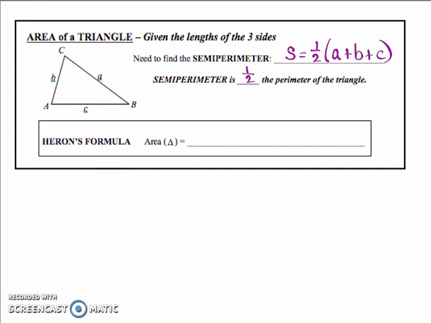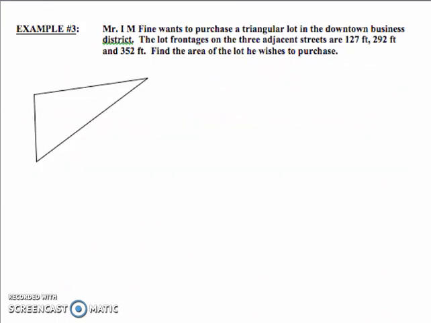And Heron's formula is that the area of any triangle can be found by taking the semi-perimeter times the semi-perimeter minus side A times the semi-perimeter minus side B times the semi-perimeter minus side C, and that is all under a square root. So now we're going to use that formula to solve our final example.